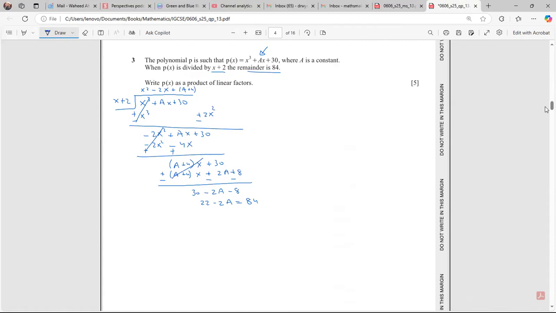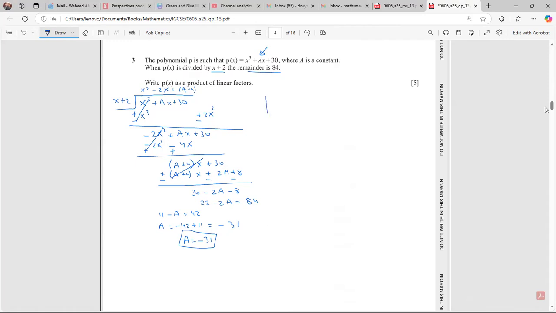So you can see if I divide everything by 2, it will become 11 minus a equals 42. So a is equal to minus 42 plus 11, it will give you minus 31. So a is equal to minus 31. This is the value of a we found. Okay, now they didn't ask you to find them. Okay, write p of x as the product of linear factors.